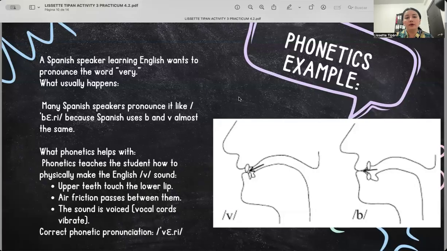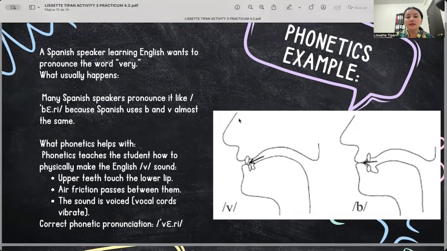Now an example from phonetics. Spanish speakers often pronounce very like berry. Why? Because in Spanish, b and v are almost the same sound. Phonetics helps us explain exactly how to produce the English v sound, upper teeth on the lower lip, a little friction, vibration, as we can see in the image.